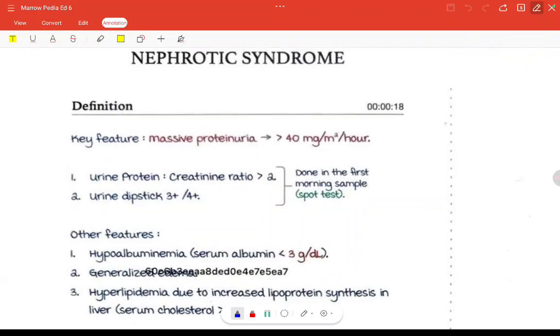There is a massive proteinuria of more than 40 mg per meter square per hour in nephrotic syndrome, and urine protein to creatinine ratio is more than 2, done in the first morning sample, that is called the spot test, and on urine dipstick there is 3 plus or 4 plus.